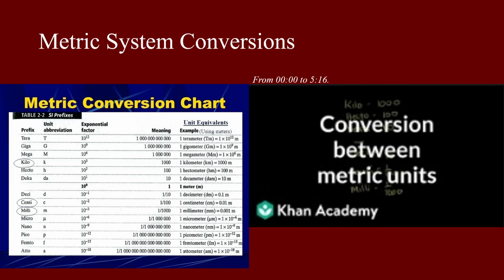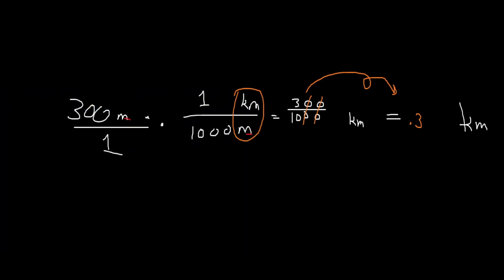So whenever we go over here to our fraction, we already know that meter is going to be on bottom because we need the unit to cancel. So we know we'll put 1,000 meters on the bottom. We know we want to go to kilometers, so we'll put a kilometer up on top. That'll allow us to go ahead and cancel.